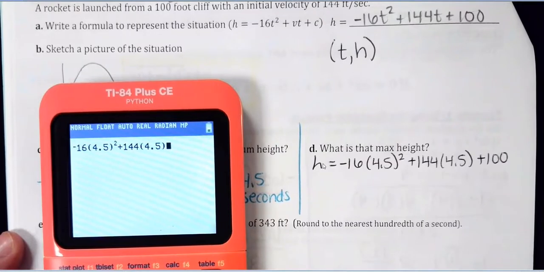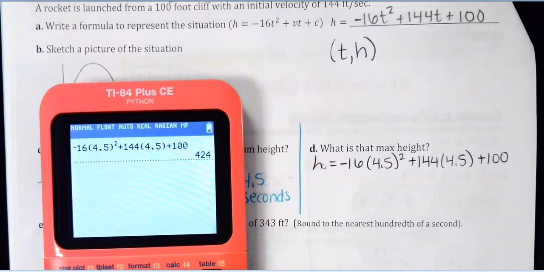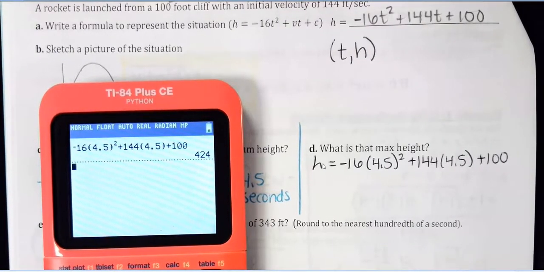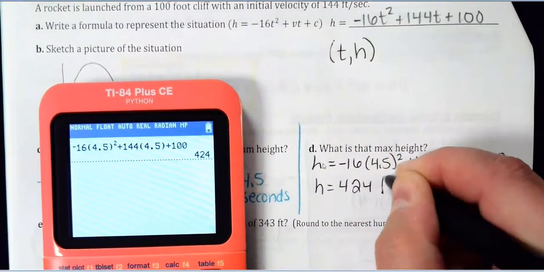All right. So I just plugged that in. Everywhere I saw the time, I just replaced it with 4.5 seconds. This will give you your height. So I got 424. This will be feet.